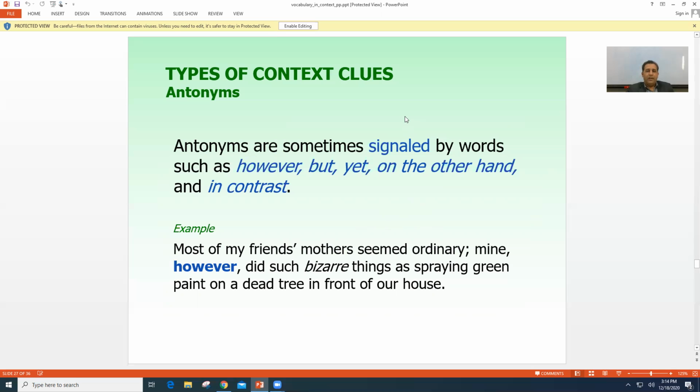Okay. So these signal words help you to understand what type of context clue you're going to have in your sentence. If you have words or phrases like however, but, yet, on the other hand, in contrast, you know that you're going to have antonym context clues. And if you have words like such as, for example, for instance, including, you know which type of context clues you're going to have. I told you last time: you're going to have example clues. Okay. Let's move on.